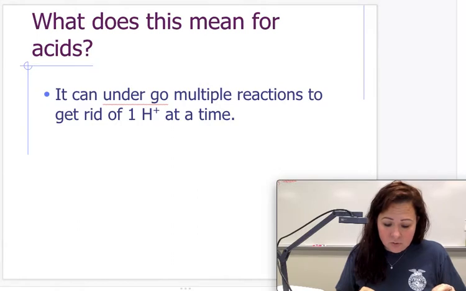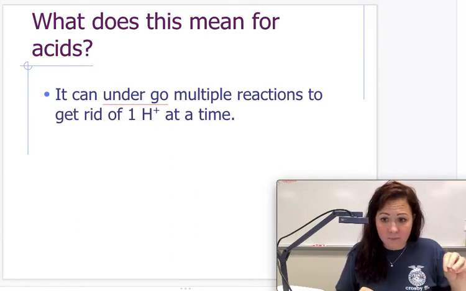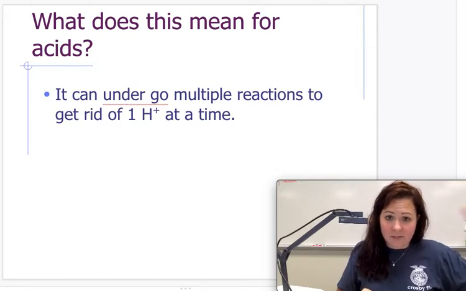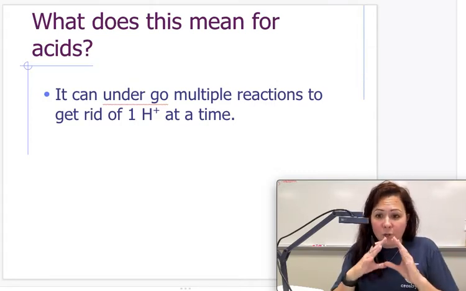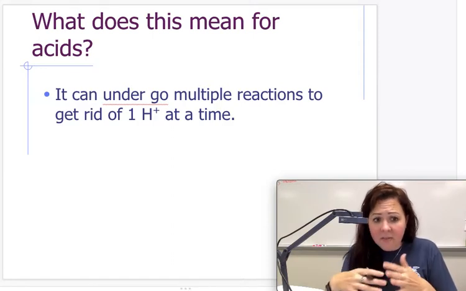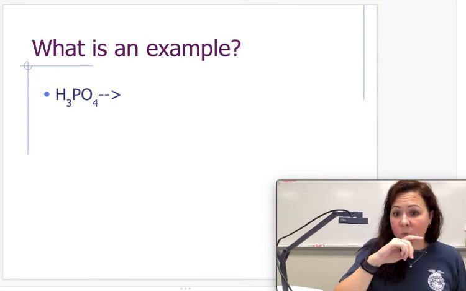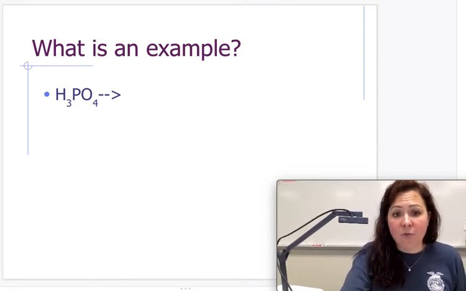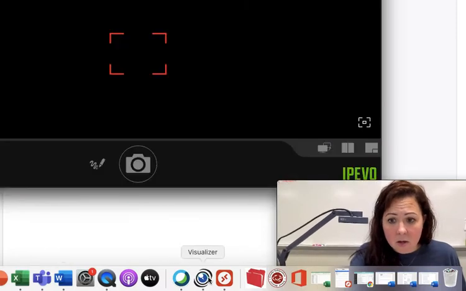With dissociation, we're going to show that the hydrogen gets taken away, because acids get rid of hydrogens, they are losers, and then we're going to show what's left. That brings us right into dissociation. With this, we're going to show how we get rid of all three of these hydrogens.